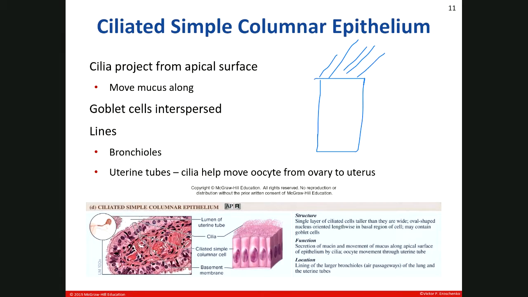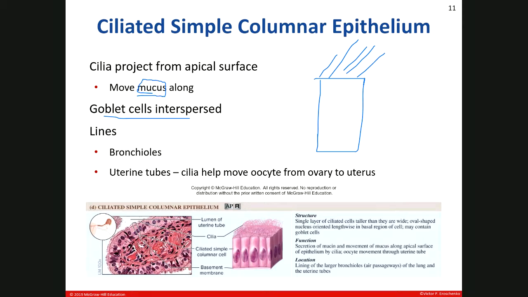So we'll see that ciliated simple columnar epithelium has goblet cells. That means it's going to make mucin, which will eventually become mucus.